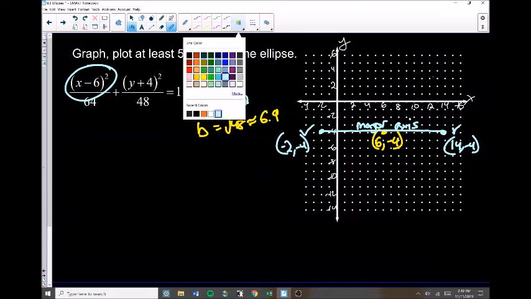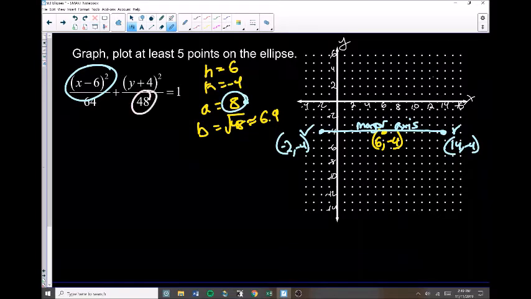The graph also goes up and down this 6.9. So because this came underneath the y variable, and the y variable is the up and down variable, I'm going to go up 6.9. 1, 2, 3, 4, 5, 6. 6.9 is like right here. And 1, 2, 3, 4, 5, 6.9 is right here. And that's enough for me to try to draw out an ellipse.